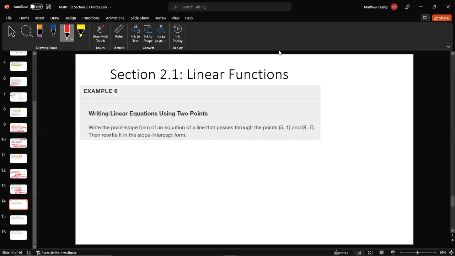We have a slope formula, y2 minus y1 over x2 minus x1. And then we've got y minus y1 equals m parentheses x minus x1. So those are the two formulas we've been dealing with. And we're basically going to use both of them together in the same problem.